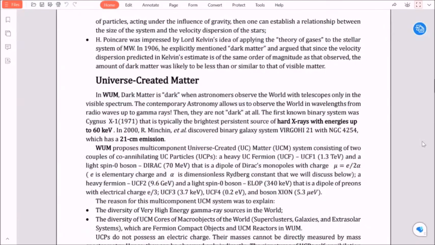In 2000, Minchin et al. discovered a binary galaxy system where the HI-21 centimeter emission is associated with NGC 4254.